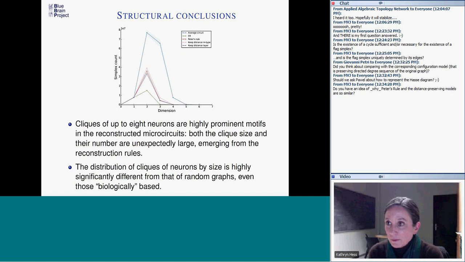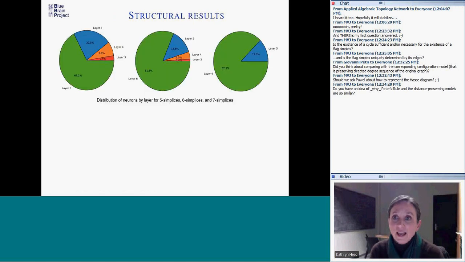So when I was presenting this, people said, well, what sort of neurons are showing up? Where are these large cliques and so on? We looked at this more closely. This is the sort of information we can extract easily from the reconstruction. We have some interesting structural results.